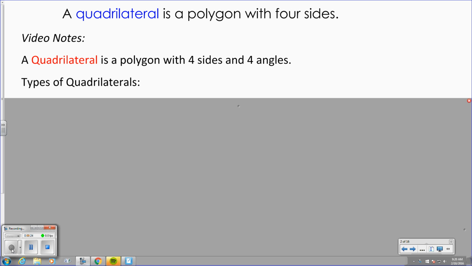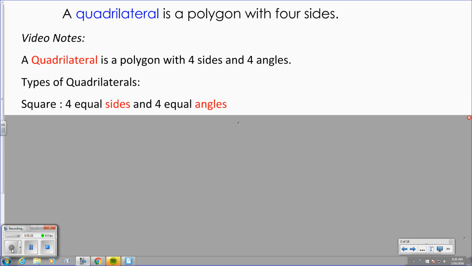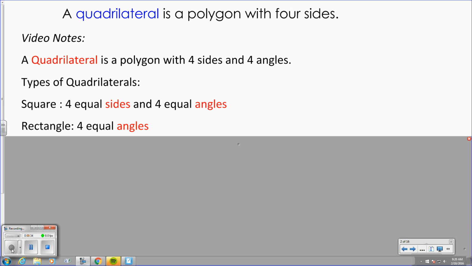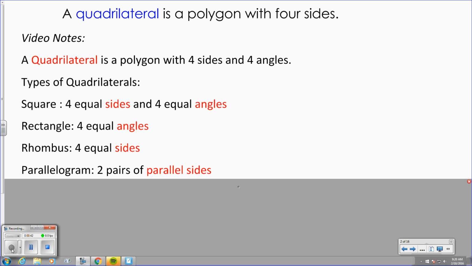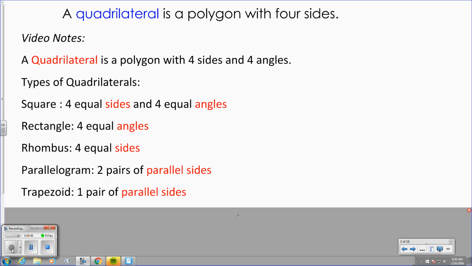And there are several different types of quadrilaterals, which you should have seen in your video. First of all, you saw a square. A square has 4 equal sides and 4 equal angles. You saw a rectangle. A rectangle has 4 equal angles. A rhombus has 4 equal sides. A parallelogram has 2 pairs of parallel sides. And a trapezoid has 1 pair of parallel sides.